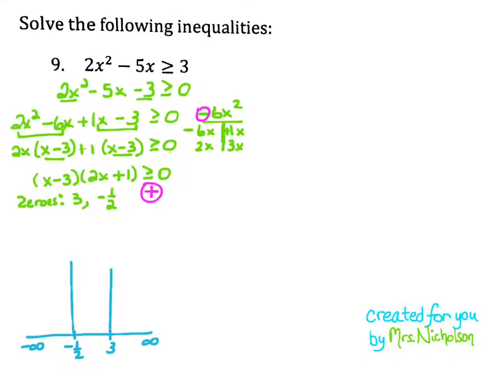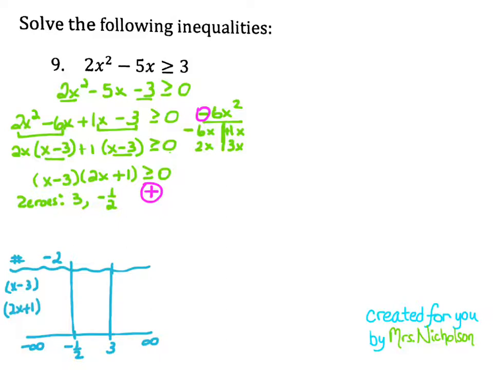And I'm going to go ahead and make the chart. If you can do this without drawing the whole chart, that's great. I'm going to list my factors here, x minus 3, 2x plus 1, and I'm going to pick numbers in these intervals. These are going to be my choices up here. So in my first interval between negative infinity and negative 1/2, I'm going to choose the number negative 2. That's definitely in that interval.